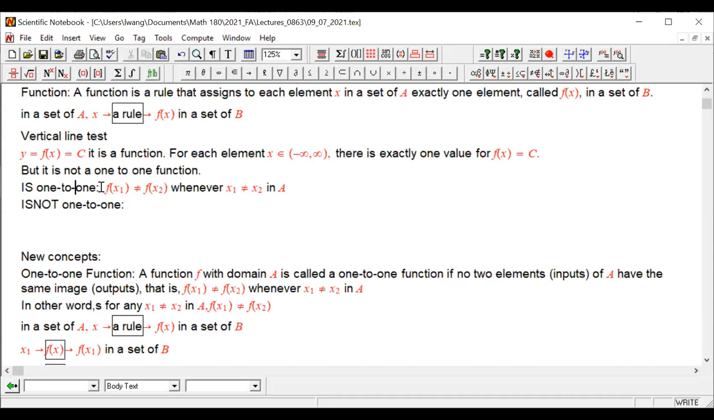What is the opposite of it is not a one-to-one function? Will the opposite be if f of x1 equals f of x2? That's a good one, but it's not finished. For what kind of x1, x2? Do we still use whenever? That's a very good point, Jacob. But you have to tell me what x1, x2 must be. Because here it tells you it is one-to-one if whenever x1, x2 are not the same, f of x1 and f of x2 are not the same.